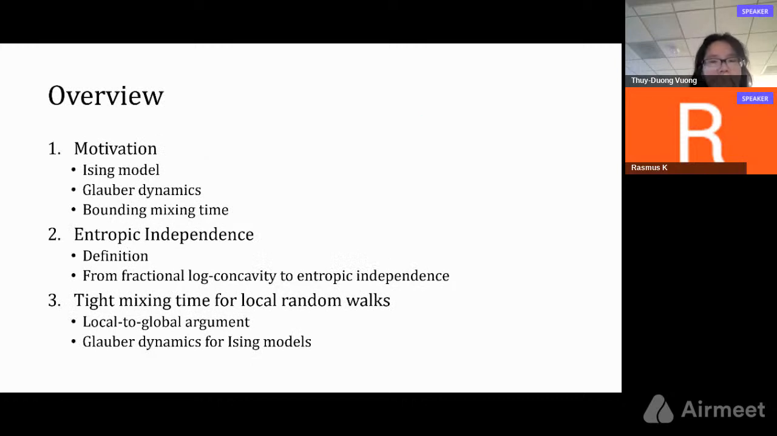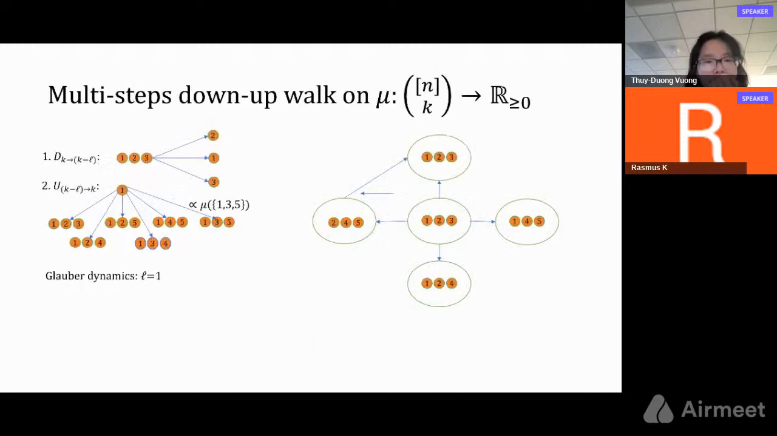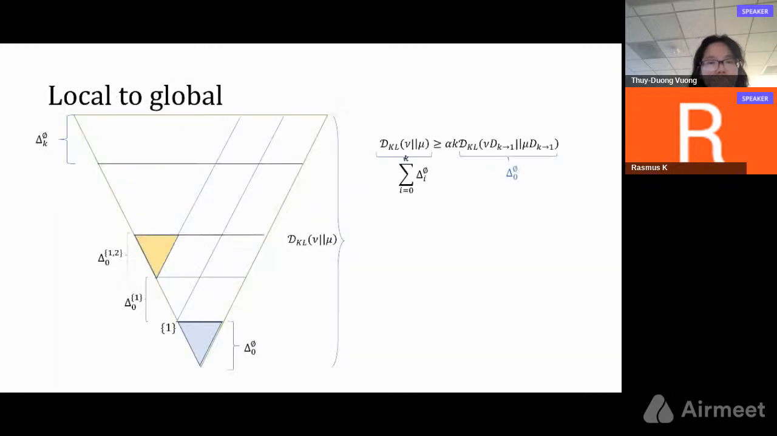Okay, so then we introduce entropic independence. We want to show how this can be used to bound the mixing time of the Ising model. I will skip over this part, which is for bounding the mixing time of other related local walks, but could be skipped here.